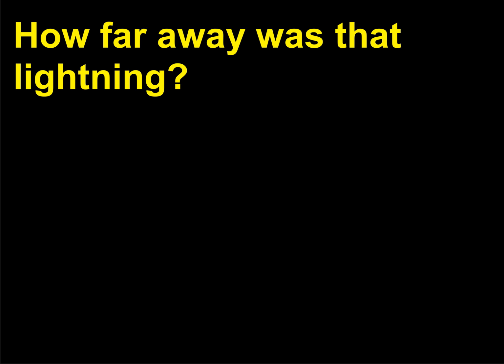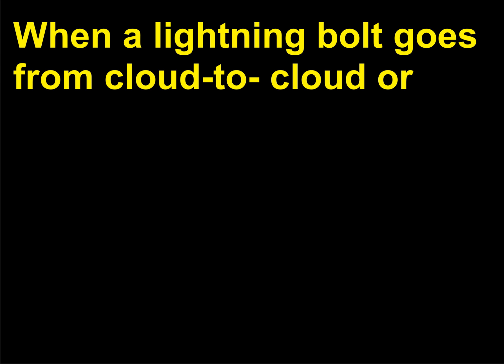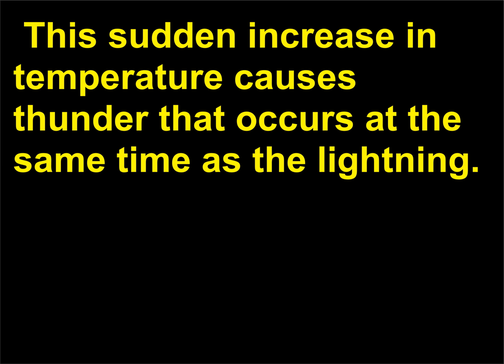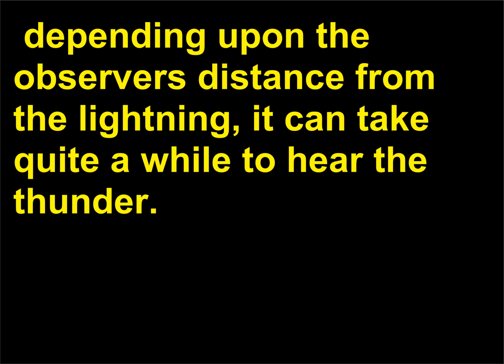How far away was that lightning? When a lightning bolt goes from cloud to cloud or cloud to ground, it suddenly heats the air through which it passes. This sudden increase in temperature causes thunder that occurs at the same time as the lightning. Although it takes virtually no time to see the lightning, depending upon the observer's distance from the lightning, it can take quite a while to hear the thunder.